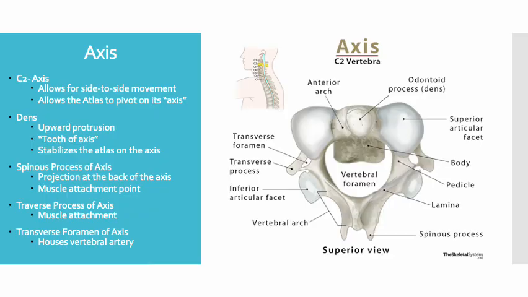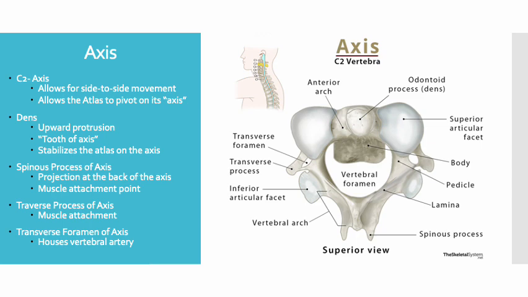All right, our C2 vertebrae. This one is our axis. So the atlas moves on the axis. Atlas is 1, axis is 2. The axis is a special shape, just like the atlas, but it is more similar to the other cervical vertebrae. If you look at this picture, you can see that it looks similar.